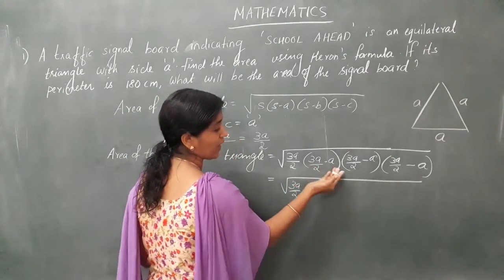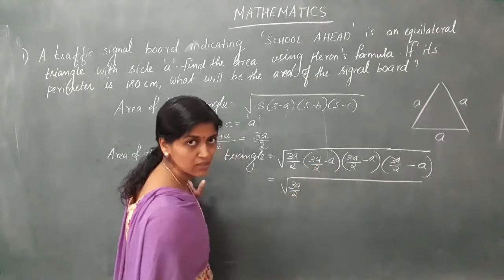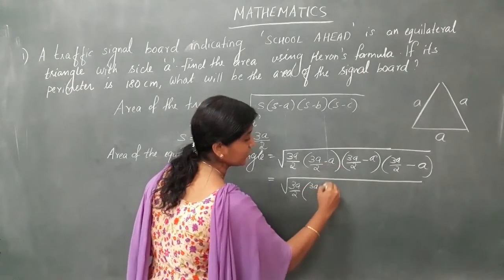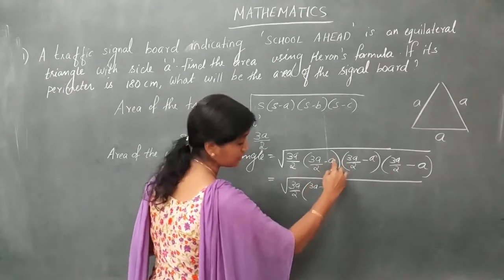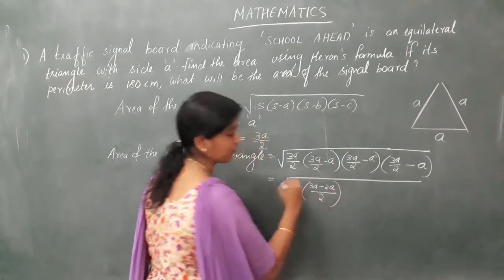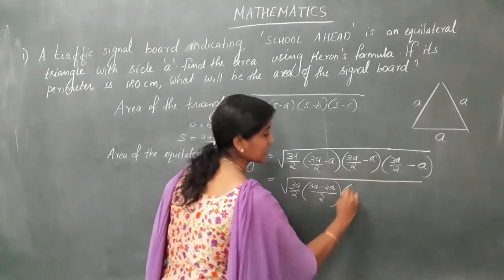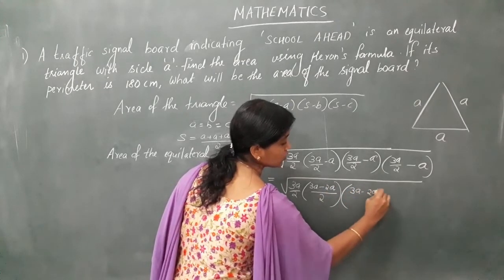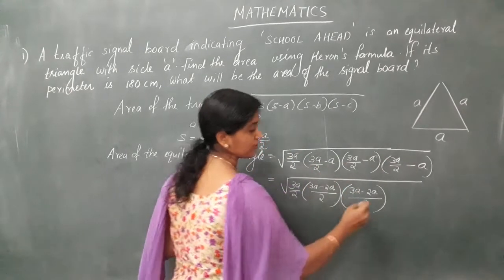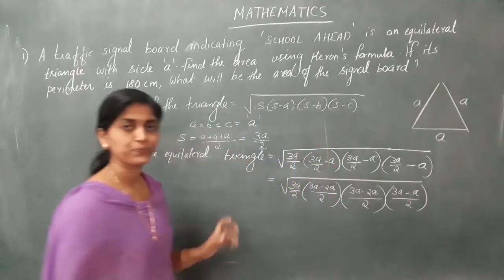Now to subtract here you have to take the LCM. What is the LCM of both? It is 2, isn't it? So multiply here with 2. So we will get 3A minus 2A whole divided by 2. Again here also it is 3A by 2 minus the same thing. So we will get it as 3A minus 2A whole divided by 2. Here also the same thing, isn't it? So we will get it as 3A minus 2A whole divided by 2.